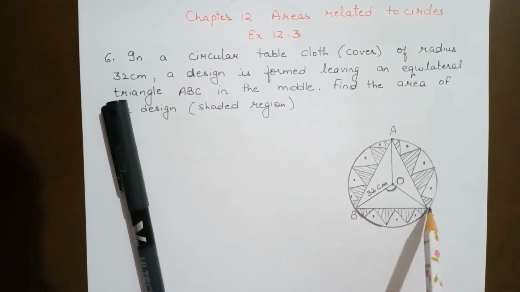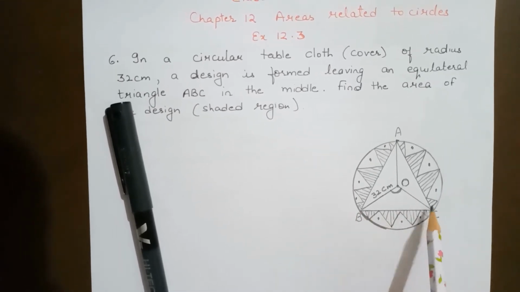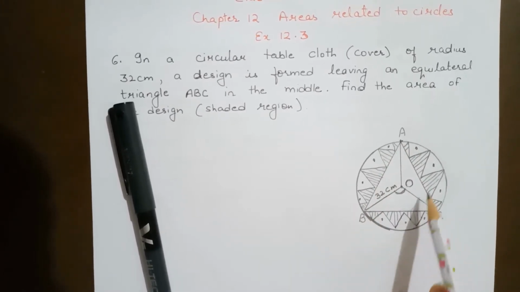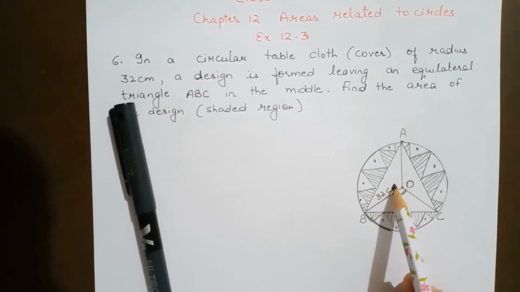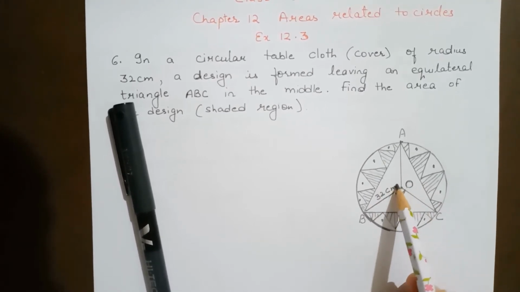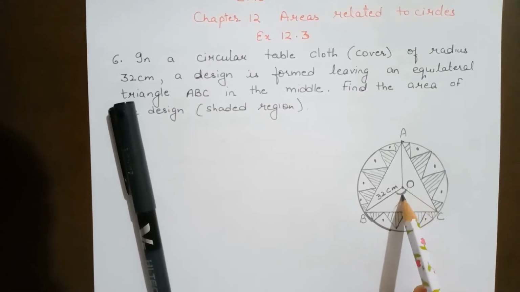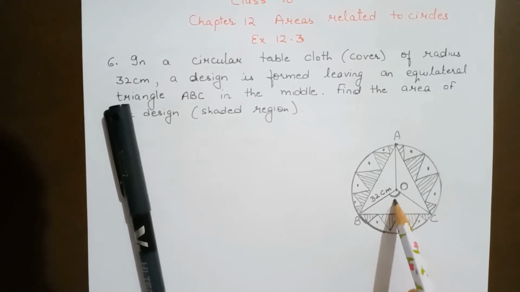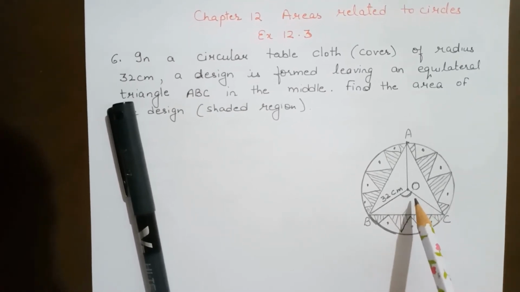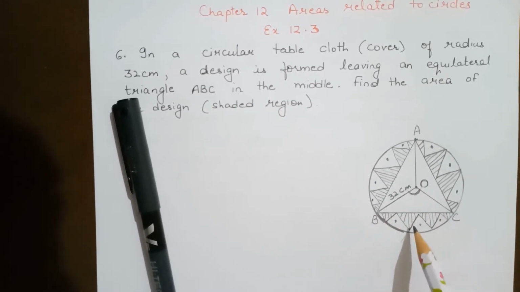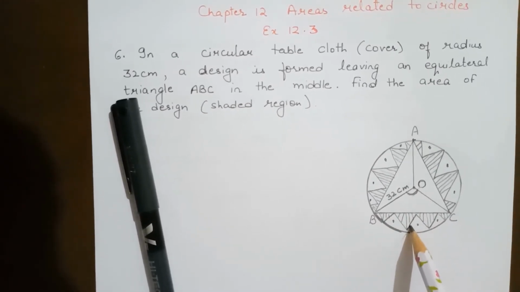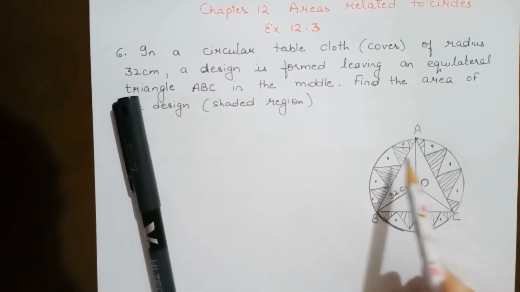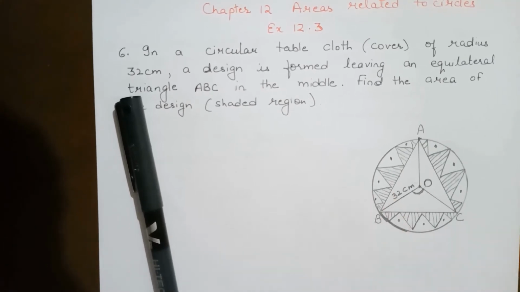So we can take BC as a chord of the circle, AC is a chord of the circle, and similarly AB is a chord of this circle. Equal chords of a circle subtend equal angles at the center. So these three angles will be equal. If we have to find this angle, that will be equal to 360 by 3, that is 120 degree. So in this case, we will first find the area of one segment, and then to find the area of this complete shaded region, we have to multiply that by 3.